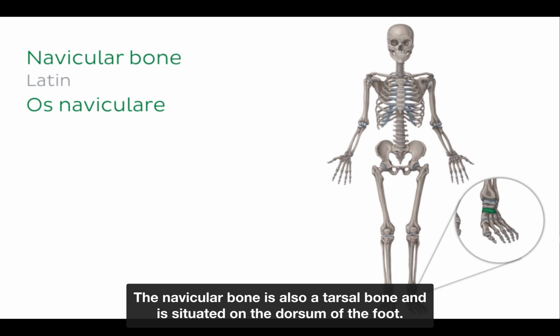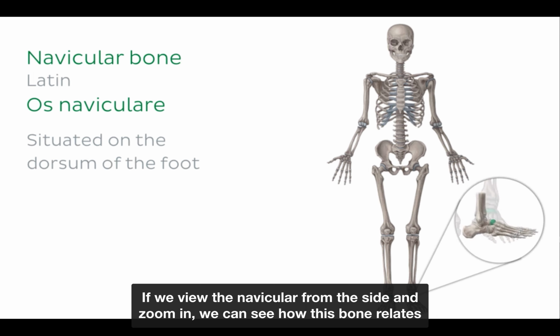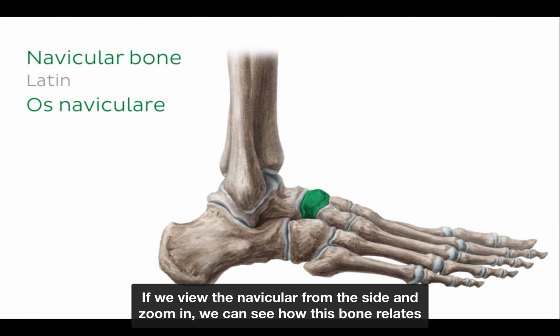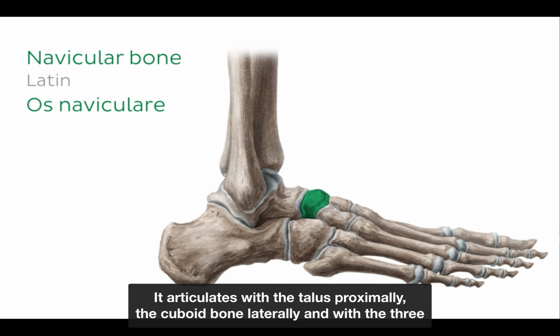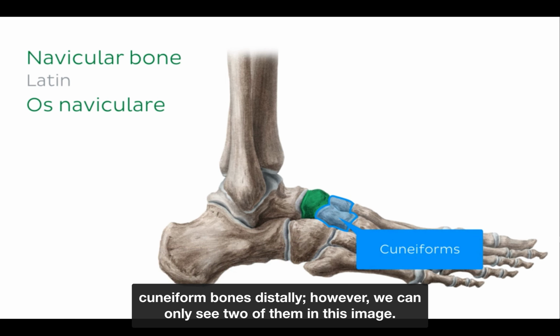The navicular bone is also a tarsal bone and is situated on the dorsum of the foot. If we view the navicular from the side and zoom in, we can see how this bone relates with the other tarsals of the foot. It articulates with the talus proximally, the cuboid bone laterally, and with the 3 cuneiform bones distally. However, we can only see 2 of them in this image.